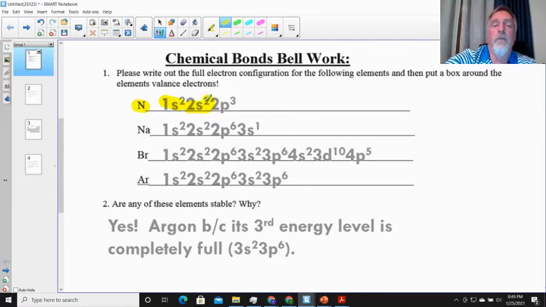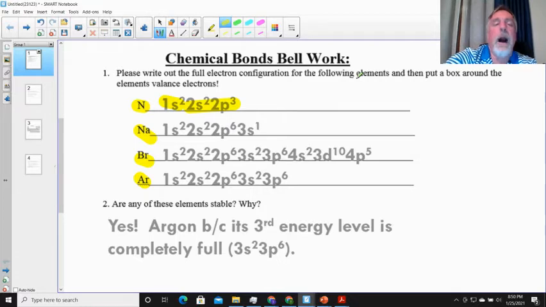There's 2 electrons, 2 atoms in that S block. Continuing on in the second row, we have another 2. Then we are on our P block. Nitrogen's our third element in. Okay. And we're going to do the same thing with the rest of them. We're going to read until we get to the element we're looking for, sodium, bromine, or argon.